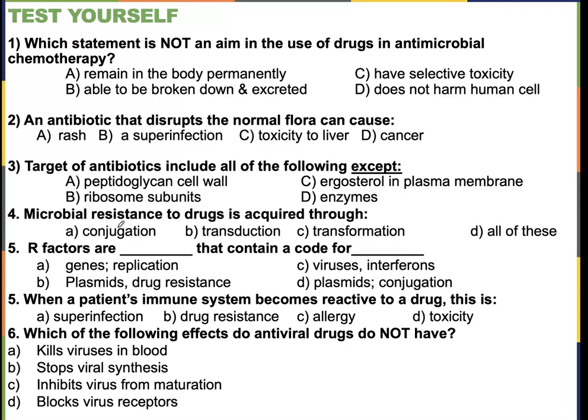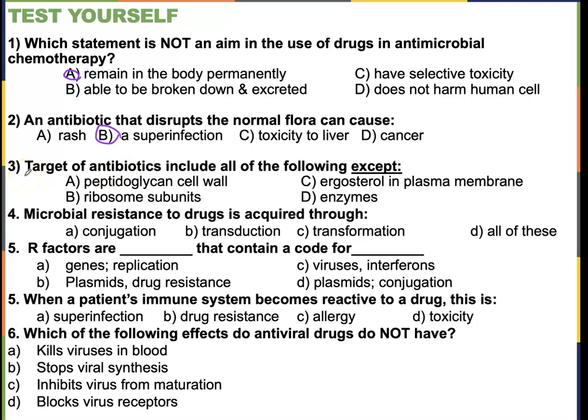And we reached the end, so we're going to have a few questions here to wrap up. Which statement is not an aim in the use of antimicrobial chemotherapy? If you want to read through it, you can pause it after I read every question, but the answer is going to be remain in the body permanently, right? We don't want that to happen. We want these antimicrobial drugs to be broken down and excreted so we don't have them building up in our bodies to toxic levels. An antibiotic that disrupts the normal flora can cause a superinfection, right? And specifically, we talked about Clostridium difficile as our very common superinfection.